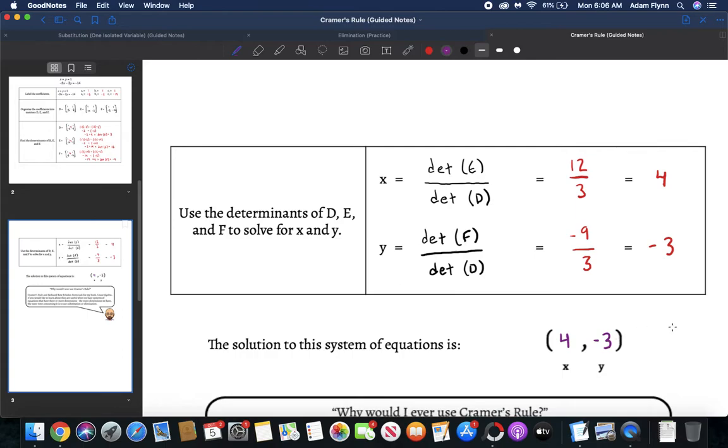Okay, and to check that answer, you could either graph those two equations by hand, you could use substitution, or you could use elimination. That would be a great exercise to do. But we are not going to do that during this video.